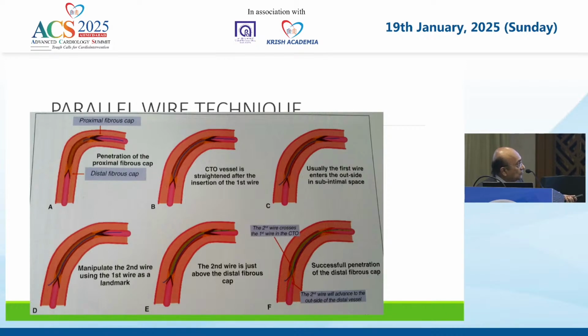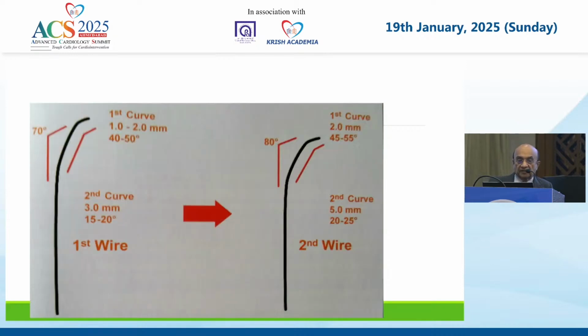It also gives you a geographical mapping, and thirdly it gives you some support. The second wire runs parallel, and it comes down here and enters the true lumen. So this is the principle of the parallel wire technique.